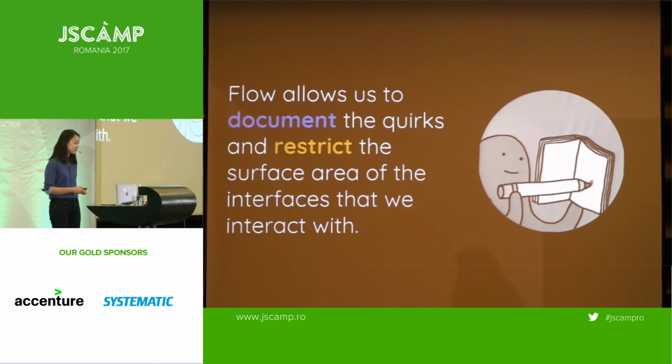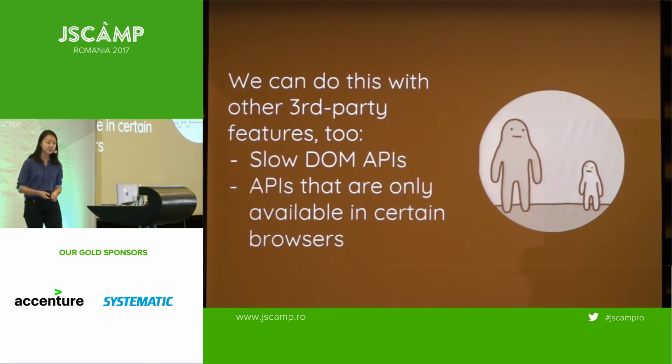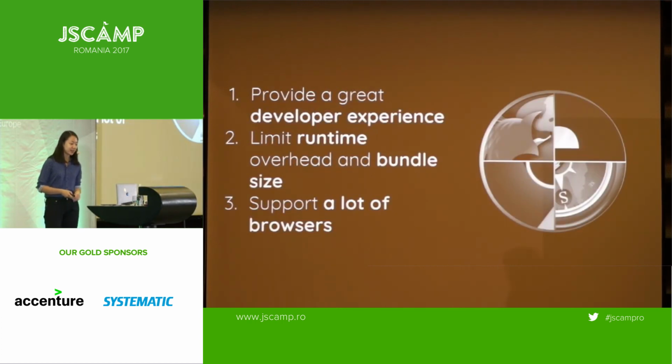To recap the section, Flow allows us to very explicitly document the quirks and restrict the surface area of the interfaces that we interact with. And this is especially useful for the DOM for us because we're working in a lot of different browsers. We can do this with other third-party features too, like slow DOM APIs that you don't want your coworkers to use, or APIs that are only available in certain browsers. Again, these ways of using Flow probably aren't extremely novel. They're all built in, they're all pretty well supported, but these are indispensable to us working on Stripe.js.